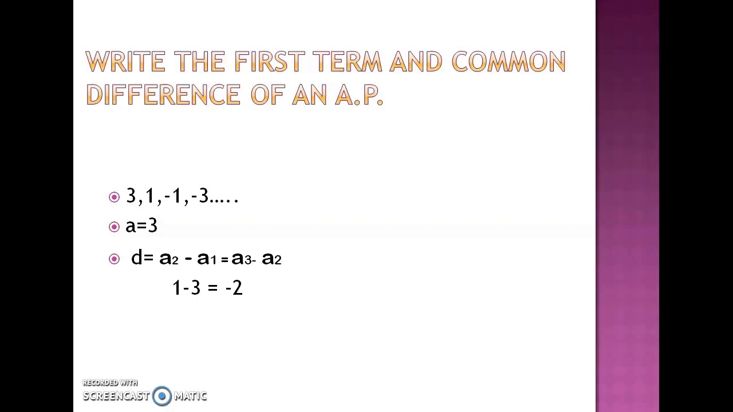So A2 means the second term is 1 and the first term is 3. So by subtracting 3 from 1, we will get minus 2. Or A3 minus A2: the third term is minus 1 and the second term is 1. So by subtracting, you will get the answer minus 2. So therefore, the common difference is minus 2.